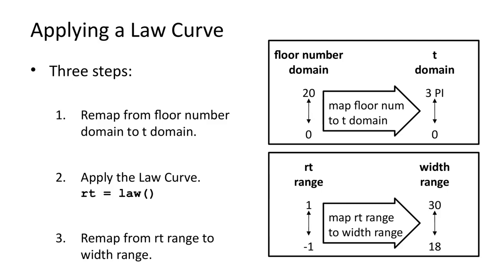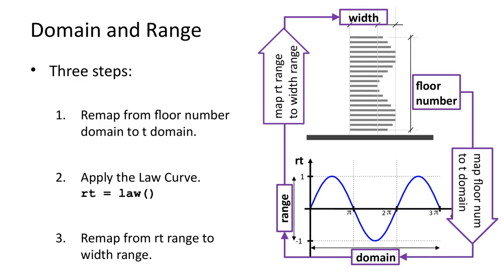The remap function can be used to perform both mappings. You can map from the floor number domain to the law curve domain. And you can map from the law curve range to the width range. Between these two mappings, you can apply the law curve. Overall, it forms a three-step process. Map domains, apply law curve, and map ranges. Here is a diagram of the process. The flow of the function calls can be traced, starting with the floor number and ending with the width.